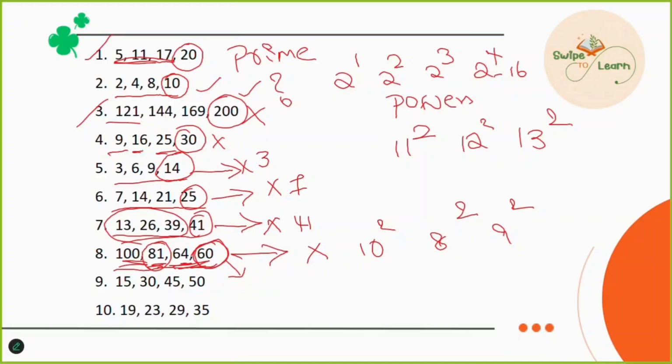Okay. Next, 15, 30, 45 and 50. So here 50 is the odd man out because 50 is not a multiple of 15. 15 ones, 15 twos and 15 threes, whereas 50 is not a multiple of 15. Now, this is your problem to solve. So you guys guess the answer and let me know in the comment box.